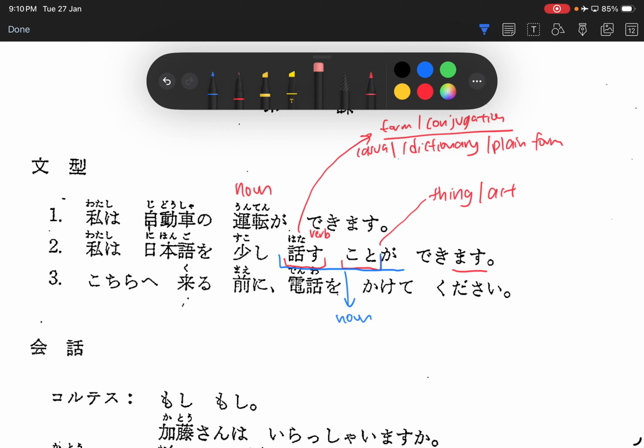Right? So instead of hanashimasu, hanasu ga dekimasu, I change it to hanasu koto ga dekimasu. So in Chinese it's like 讲知识可以的. So I'm making it into a noun, you see. Okay. So hanasu koto ga dekimasu. So the act about speaking, I can do it. Right? So I'm trying to say that I can speak.